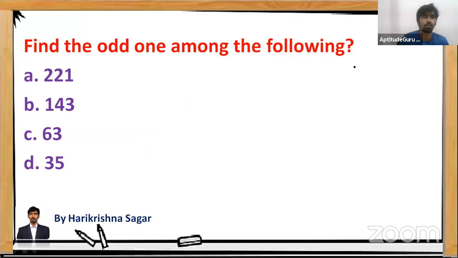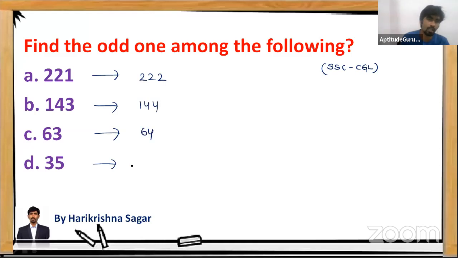So 221, 143, 63, 35. What is the odd man out of the following? By observing this, 143, 63, 35, just increase one to all of these. This is 143, I'm just increasing one. And all these numbers, if you increase one, you can understand the pattern. 144, we can write it as 12 square. This is going to be 8 square. This is going to be 6 square.